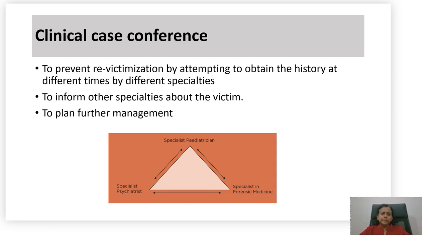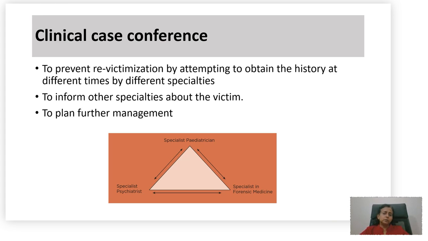So if you look at the clinical case conference, there are three people mainly involved: the pediatrician, psychiatrist and the JMO. The main idea is to prevent re-victimization. Say, for example, if you are the pediatric registrar, you will take the history and then refer to the forensic specialist, who will again take the history, and then they will refer to the psychiatrist. That person also takes the history again. So this child has to tell the same story.